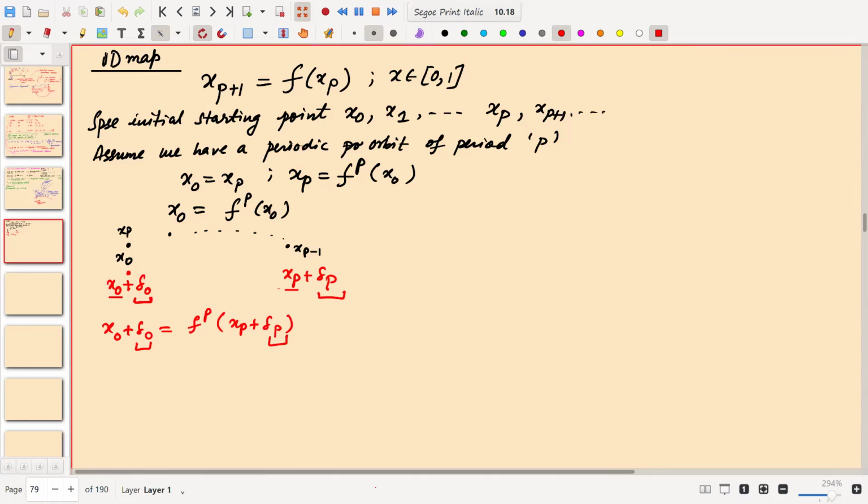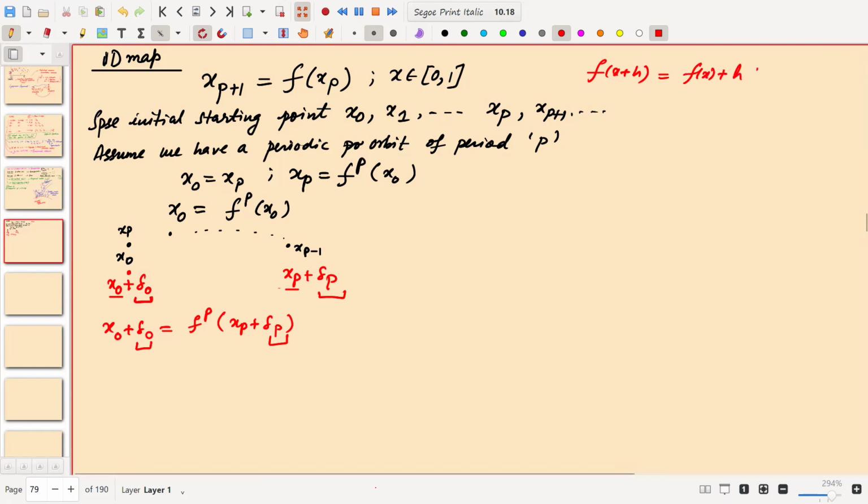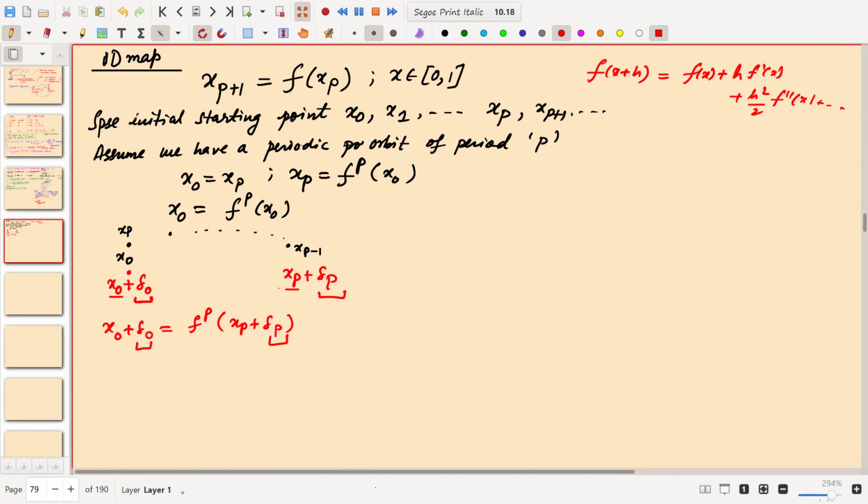Taylor series expansion, isn't it? f of x plus h. What is f of x plus h? If you have a Taylor series, you forgot? What is it? f of x plus h times the derivative of x, plus h square by 2 times the double derivative of x. Like that, right? Yes.